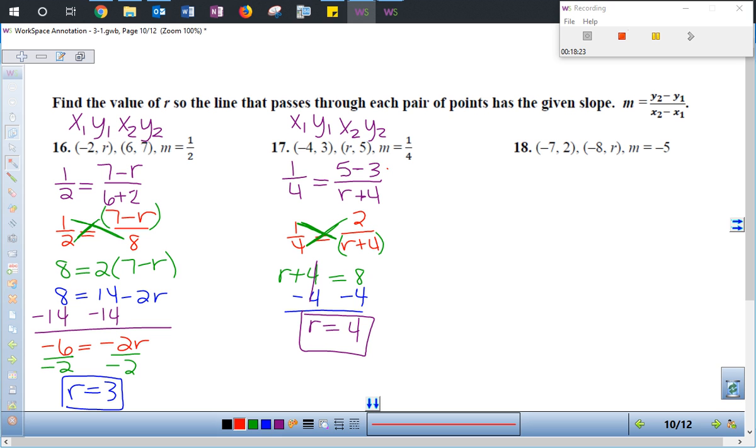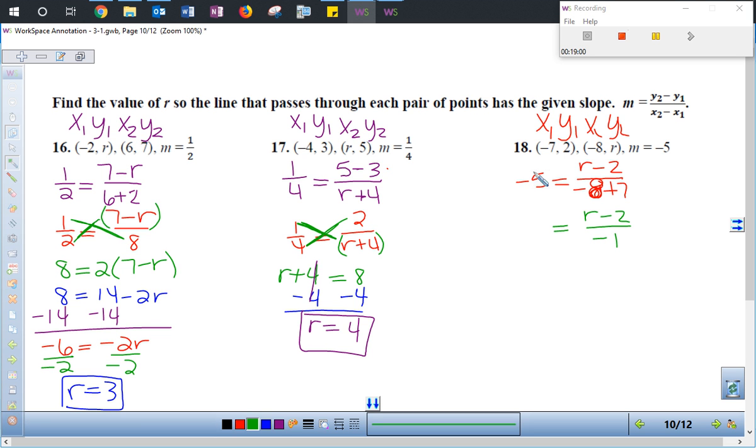Let's try it one more time on number 18. So again, start by identifying your x sub 1, y sub 1, x sub 2, y sub 2. Now we substitute all of this information in. So here I have a slope of negative 5 equals y sub 2 minus y sub 1 over x sub 2 minus x sub 1. That's an 8. Now, I want to simplify, so this negative 8 plus 7 leaves me with an r minus 2 over negative 1, but I want to talk about this number over here.